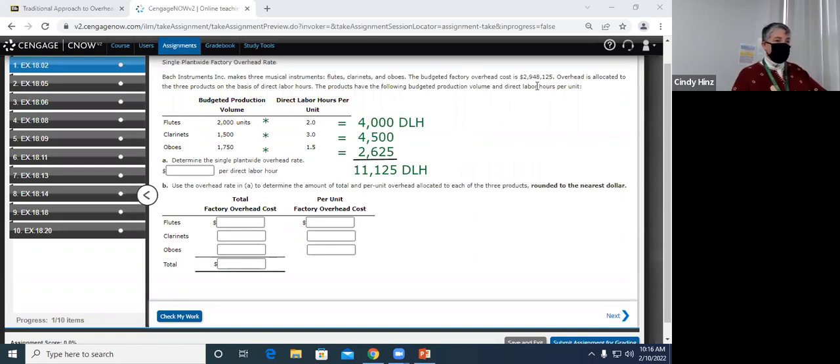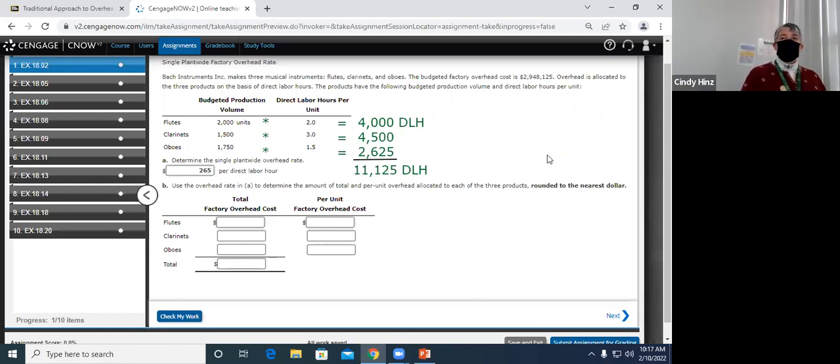So now we can find our overhead rate by taking the budgeted factory overhead cost of $2,948,125 dividing by our expected direct labor hours, 11,125, and I got a rate of $265 of overhead per direct labor hour. One cost pool, one cost driver. The overhead gets allocated to each individual product based on that one cost driver. How many hours of direct labor did we spend?